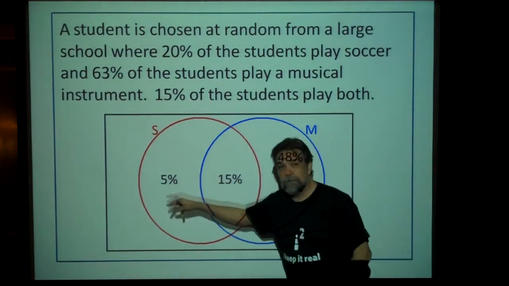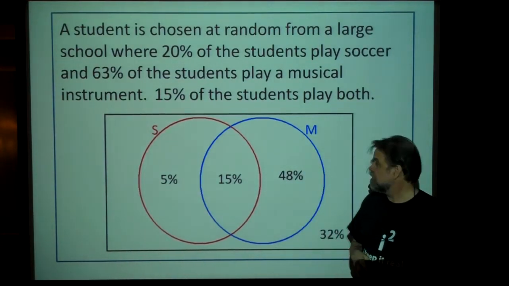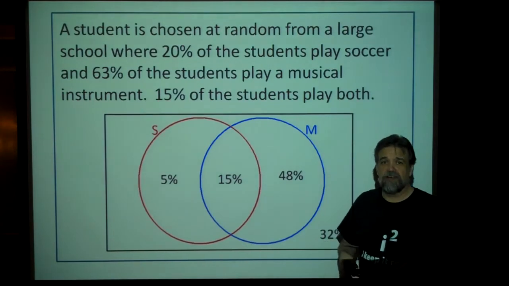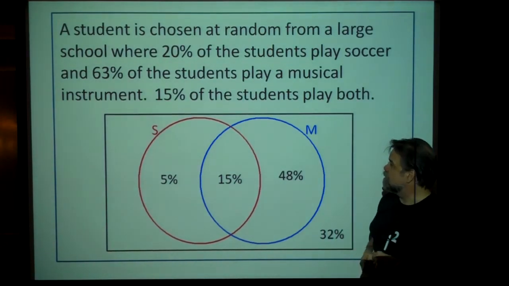These numbers must add up to 100%. If they don't, then your Venn diagram's incomplete, okay? And you don't want an incomplete Venn diagram. You want a Venn diagram that completely describes your situation here. All right.